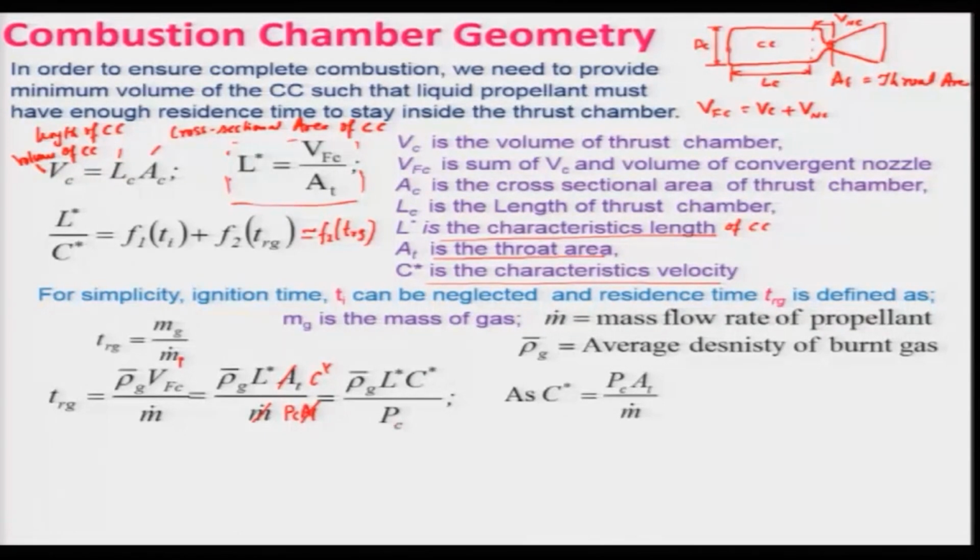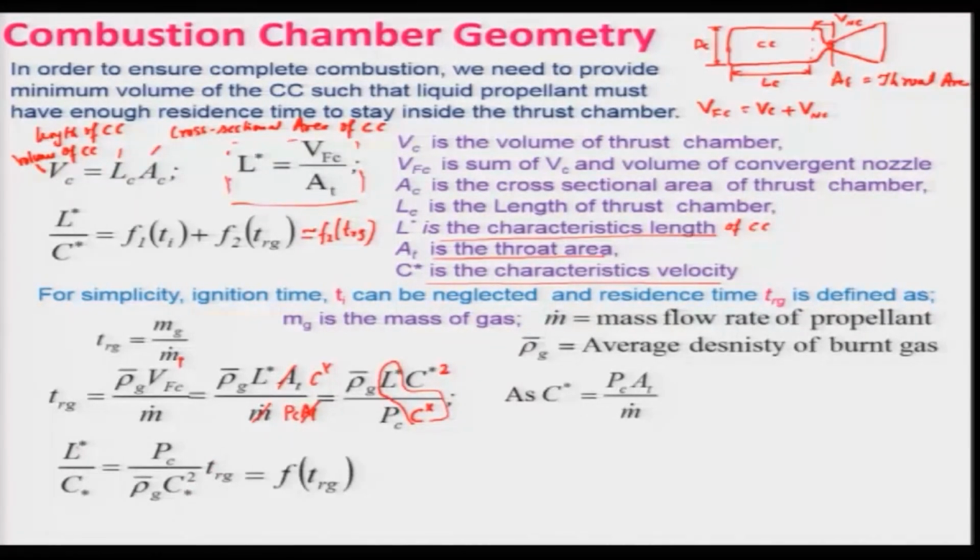I would like to get an expression for L star by C star. So I will multiply by C star in the denominator and also in the numerator, so that this becomes a square, and then I get L C by C star, which becomes PC divided by rho G C star square into TRG.